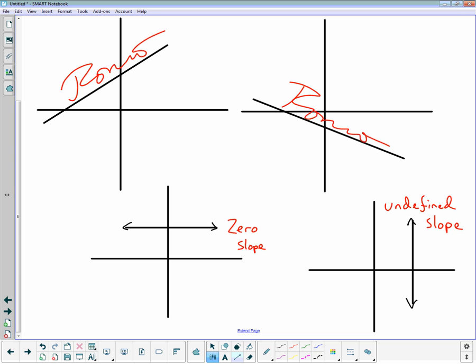I shy away from saying no slope. It's just that it's undefined. Okay? No slope implies that the slope does not exist. When you say undefined, what you're really saying is that there is no definition for it. That's not the same thing as saying that it doesn't exist. Okay? Just because something doesn't exist inside the dictionary doesn't mean that it doesn't exist. Okay? So undefined is the preferred term.